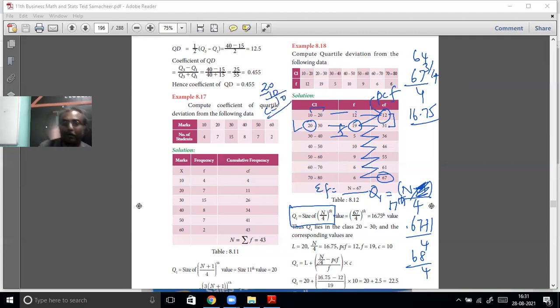Okay, now you have to use the formula. Q1 is equal to L plus n by 4 minus previous cumulative frequency by current frequency into class value. So n by 4 you've already found out. N by 4 is 16.75. So 16.75 minus PCF, that is minus 12, into 10, this is class value, divided by the current frequency 9. So L is 20. 20 plus this thing. That is the formula. Once you use the formula, it's straightforward to calculate.